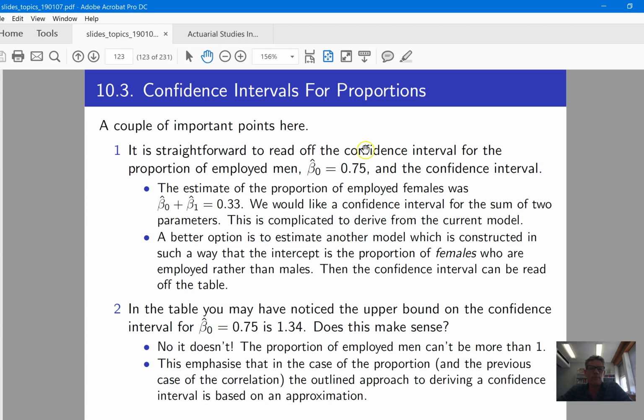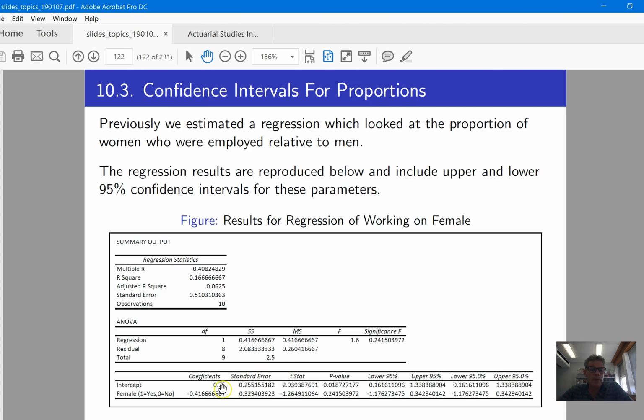Okay, so that's pretty interesting, isn't it? A dramatic difference between the employment rate of males and females in this case. Now, if I wanted confidence intervals for those, it'd be easy for me to get a confidence interval for the proportion of males who are employed. That just comes straight from over here. And I see it's somewhere between 0.16 and 1.33. Whoa, that's pretty amazing.